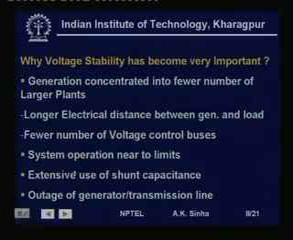Now, since the distance is large and the power being carried by these lines is also large, we are going to get larger voltage drops in the transmission system. That is why many times these long transmission lines have series compensation to compensate for the voltage drops as well as to allow larger power flow on the transmission line.